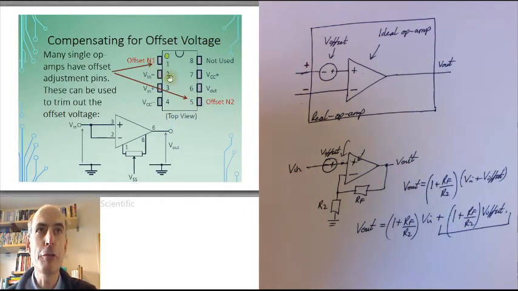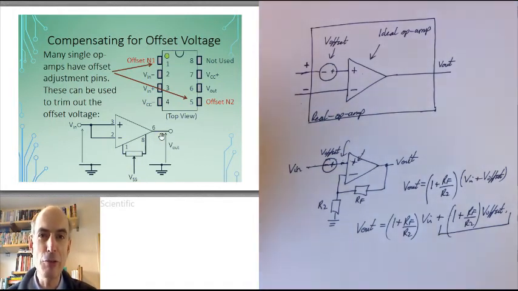Final thing I should mention about offset voltage is that many single op-amp packages have 2 pins for offset nulling, and you wire them up like this with a potentiometer here, and you can adjust the offset voltage of these op-amps to try and get rid of the offset voltage. It's an expensive thing to do in production because you have to individually adjust every single op-amp that you put into any piece of equipment because they will all have slightly different offset voltages.